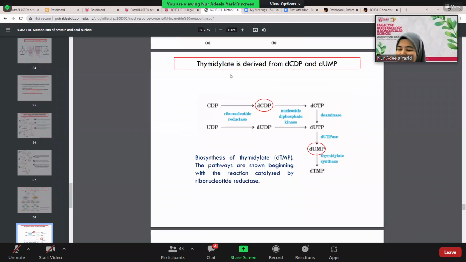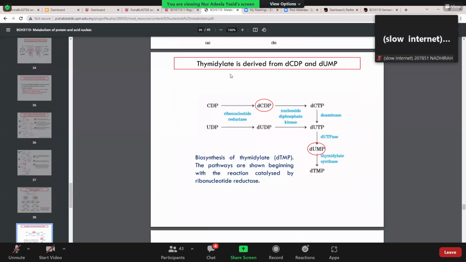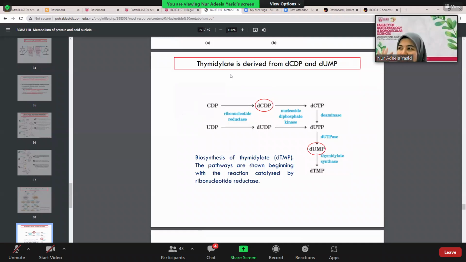Just now we discussed the biosynthesis of pyrimidine, which involves the formation of CTP and UTP. Betul? So kita belum discuss macam mana dapatnya thymidine, because thymidine is part of the pyrimidine. Dia adalah nucleotide. So this is how thymidine is synthesized from DCDP and also DUMP.